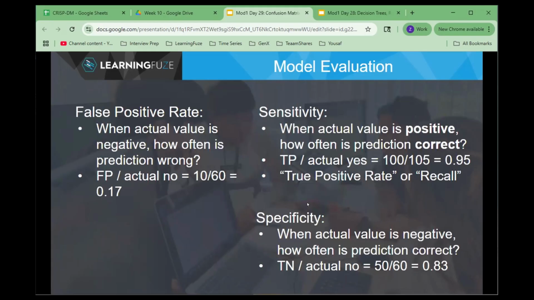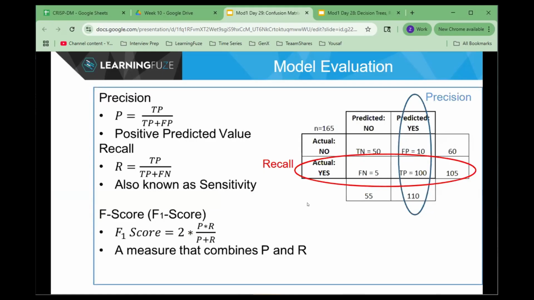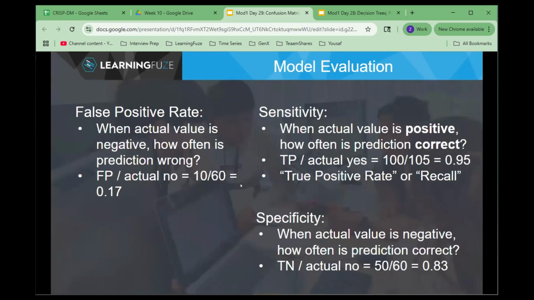And if you remember here, recall is also called sensitivity. So basically, the recall or true positive rate is sensitivity. And then specificity is when the actual value is negative, how often is the prediction correct? So true negatives divided by actual negatives. That is specificity.